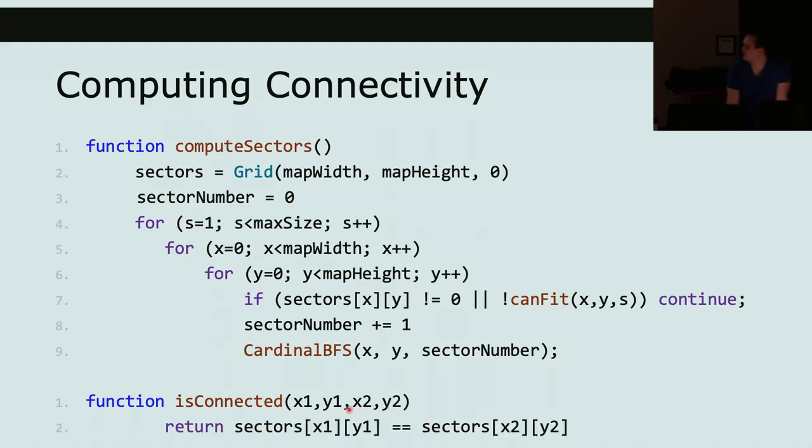And all we need to do to see if two things are connected is check to see if their sector numbers are the same. That's it. So now we know if a path is possible with a constant time lookup into a 2D array. And so maybe the first thing you do in your algorithm is say, hey, if they're not connected, don't do any search at all. So that's a really cool speed up that you can do.